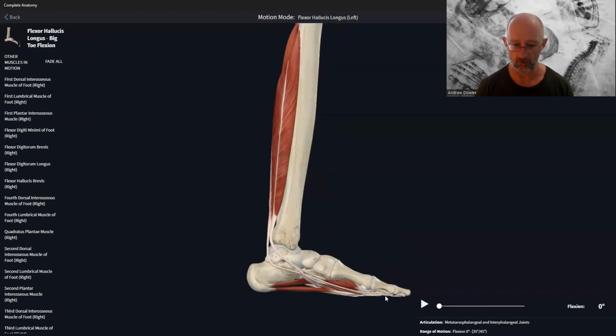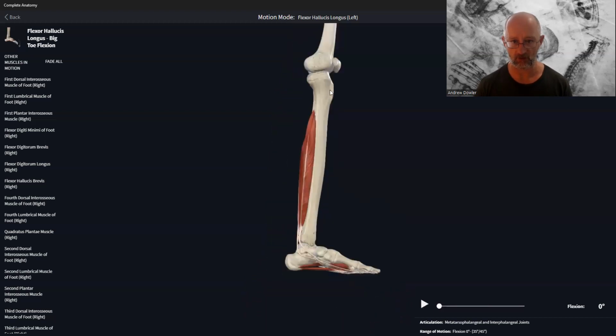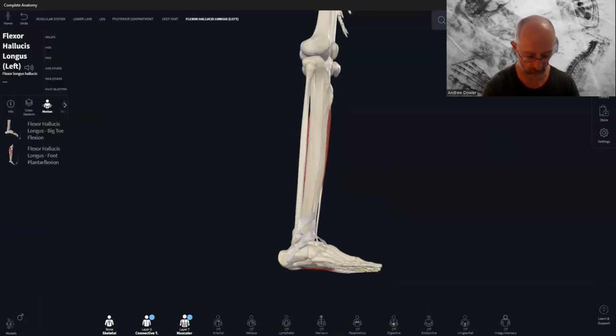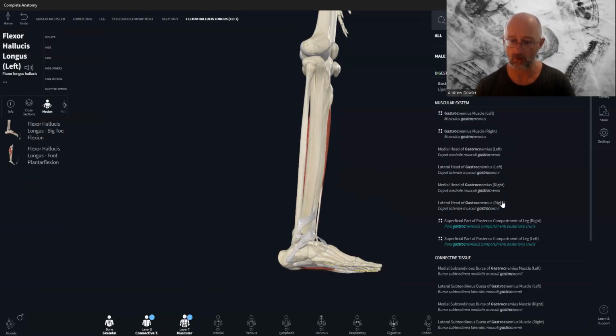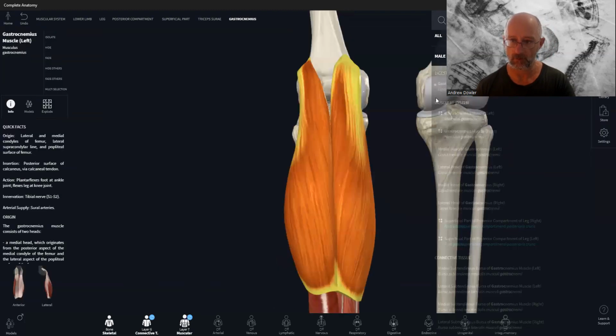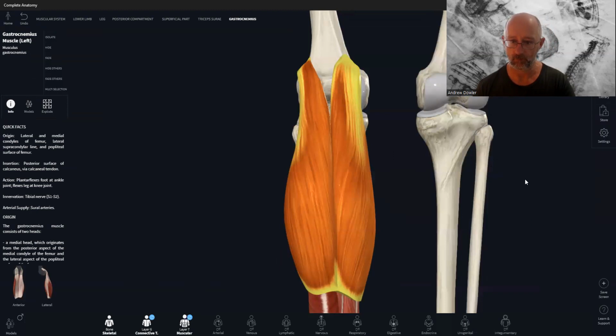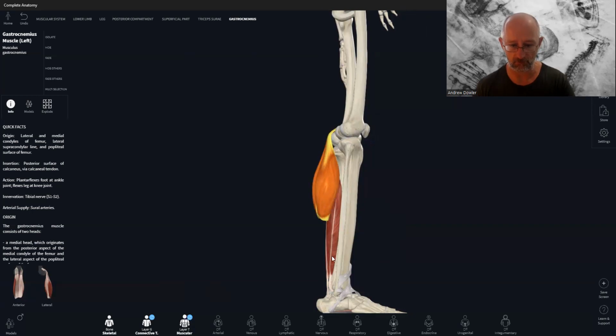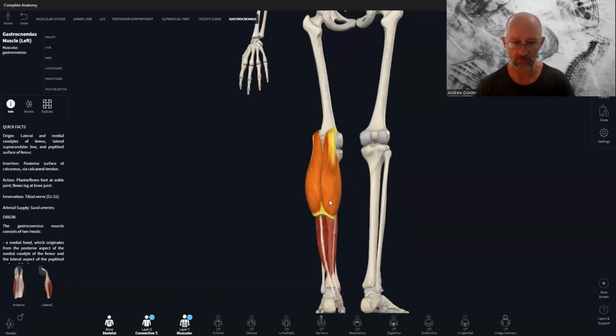Now the trick, if you're training the deep compartment, is you want to have a slight flexion in the knee, a slight knee bend. Otherwise you get the bigger muscles of the gastrocnemius, these bad boys, kicking in. These are the gastrocs, the big powerful muscle that sits above the deep posterior compartment. That's the movement muscle there.